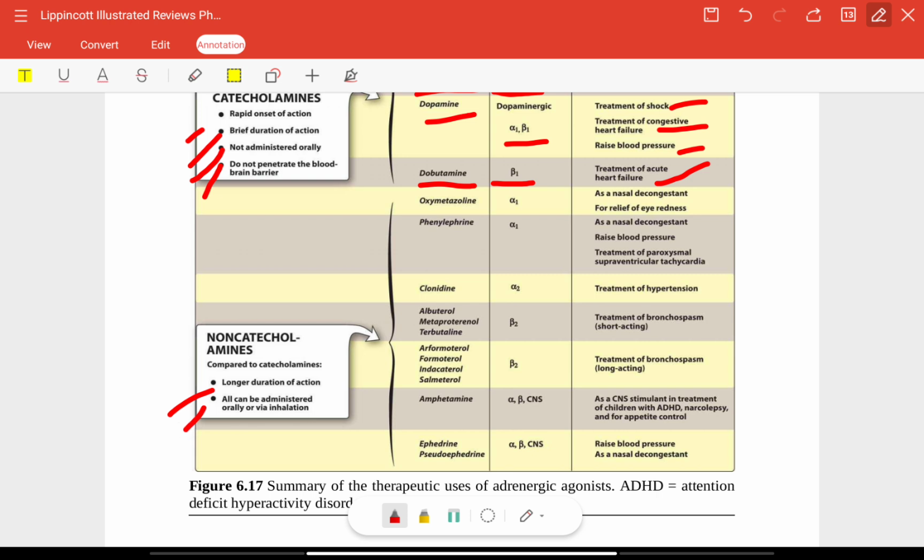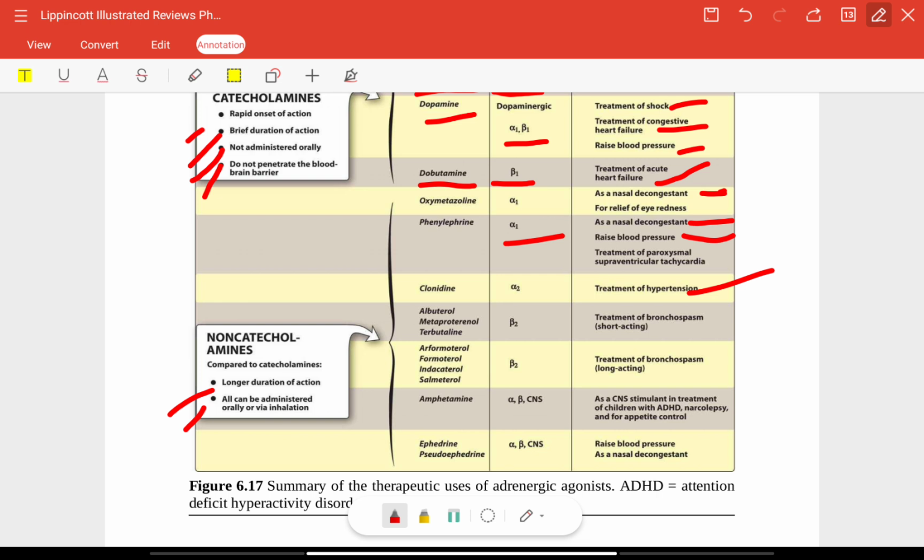Oxymetazoline, phenylephrine, clonidine. These are alpha agonists. Oxymetazoline is alpha 1, so it is used for nasal decongestant and eye redness. Phenylephrine, alpha 1, is also used for nasal decongestion, high BP, and paroxysmal supraventricular tachycardia. Clonidine acts on alpha 2, treatment of hypertension.